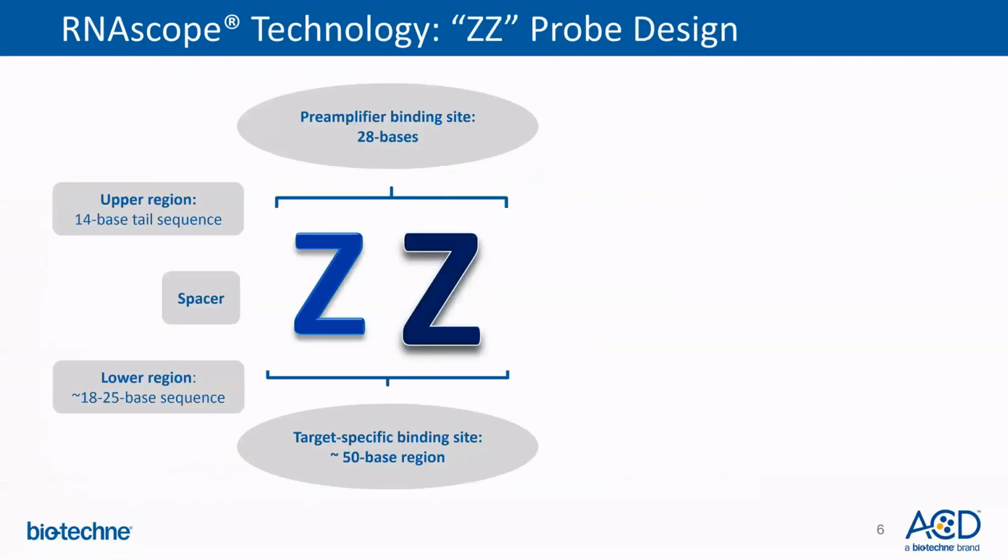The key component of the RNAscope technology is the double-Z probe. As shown in the figure here, the double-Z probe has a lower region and an upper region, separated by a spacer. The lower region consists of an 18 to 25 base sequence. So the double-Z pair would constitute a 50 base region, which is going to be the target-specific binding site. The upper region is separated from the lower region by a spacer sequence. The upper region consists of a 14 base tail sequence, which adds up to 28 bases for the pair and serves as a pre-amplifier binding site.